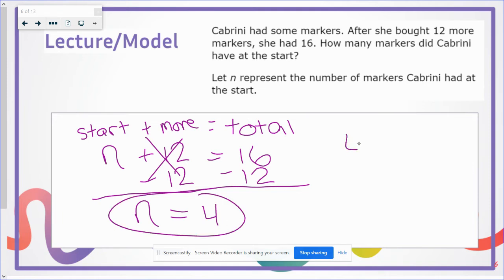I can also go back and check. Does 4 plus 12 equal 16? You bet. So that does check out. That's the cool thing about solving equations, you can always check if you were right by substituting back in. All right, let's keep moving.